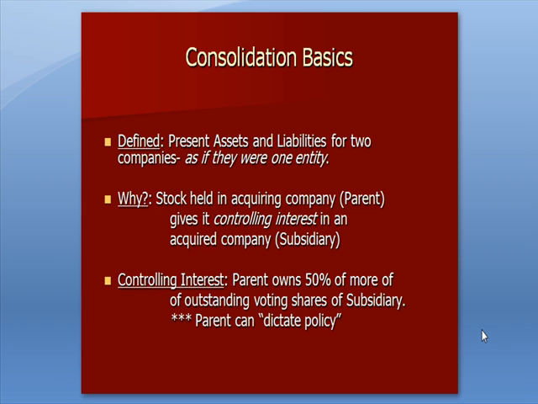The reason we do a consolidation is that the stock held in an acquiring company, which I'll call the parent throughout here, gives a controlling interest in the acquired company, which I'm going to call a subsidiary. So what do we mean in the last bullet point by controlling interest? That's where the parent owns 50% or more of the outstanding voting shares of the subsidiary, which means that the parent can dictate policy to that subsidiary.